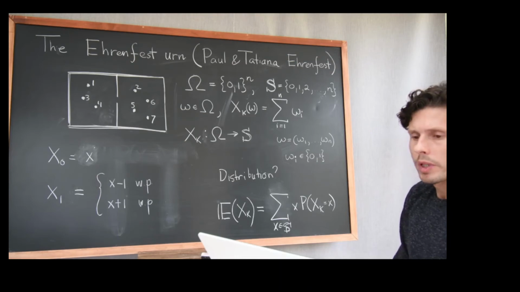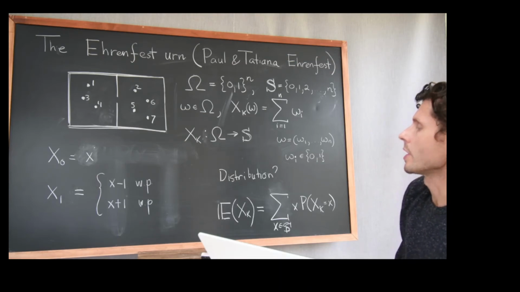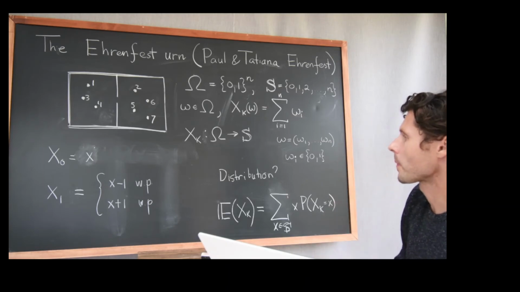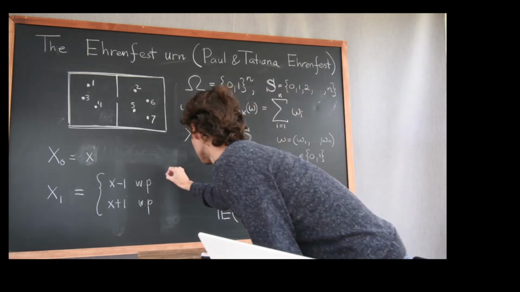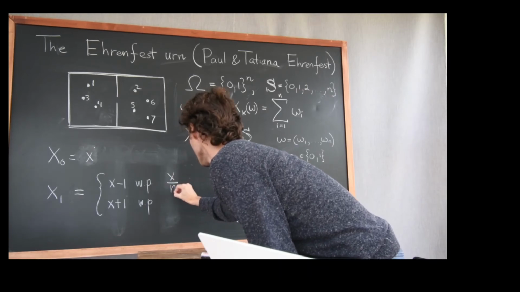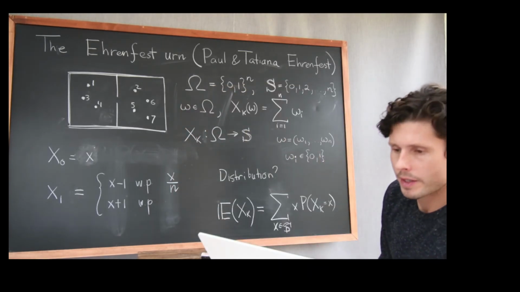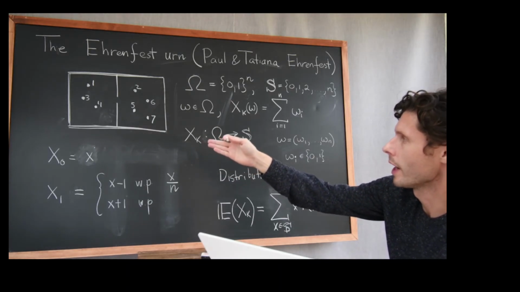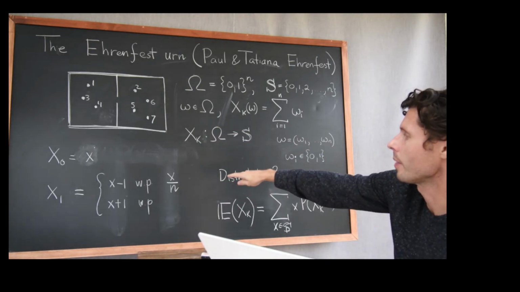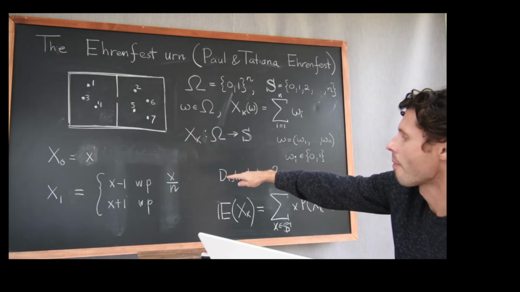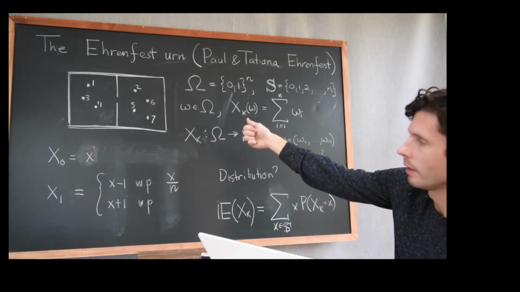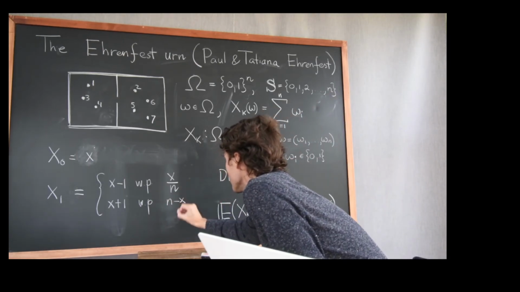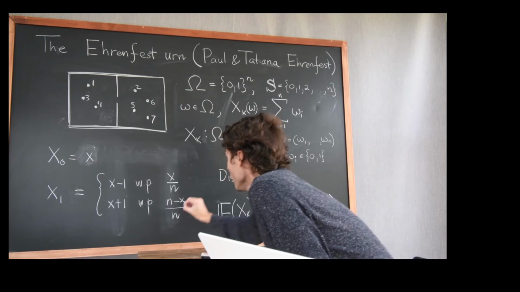So what are the probabilities here? I'll pause for a second to let you think about it. But the answer is just x over n. If there are x particles on the left, to go down you have to pick from the left, and that happens with probability x over n. To go up you have to pick from the right. How many particles are on the right? It's n minus x. And how many particles total? It's n.